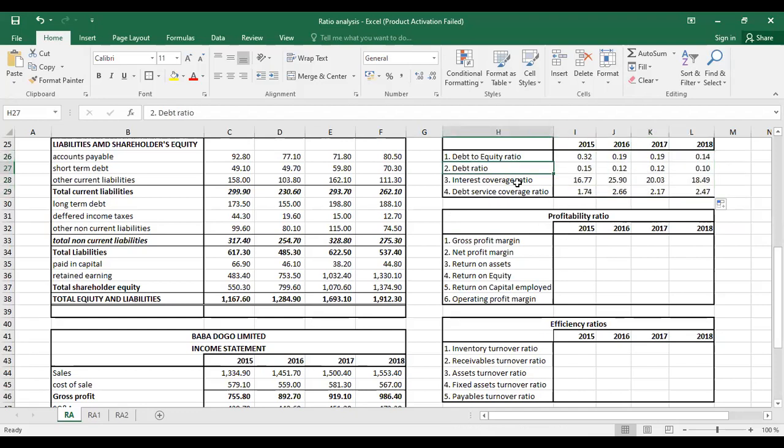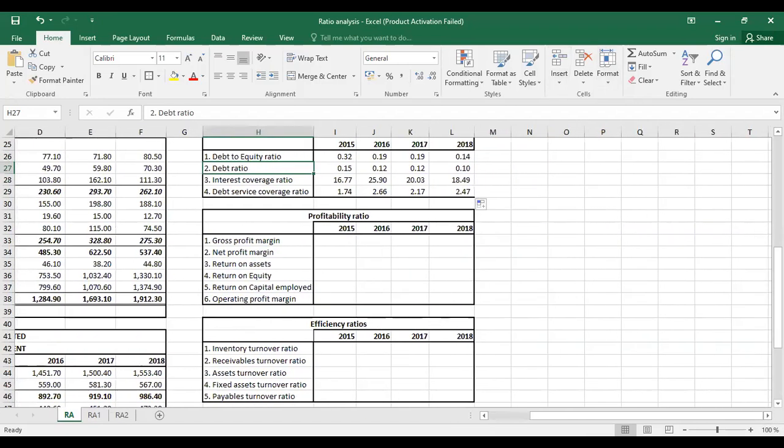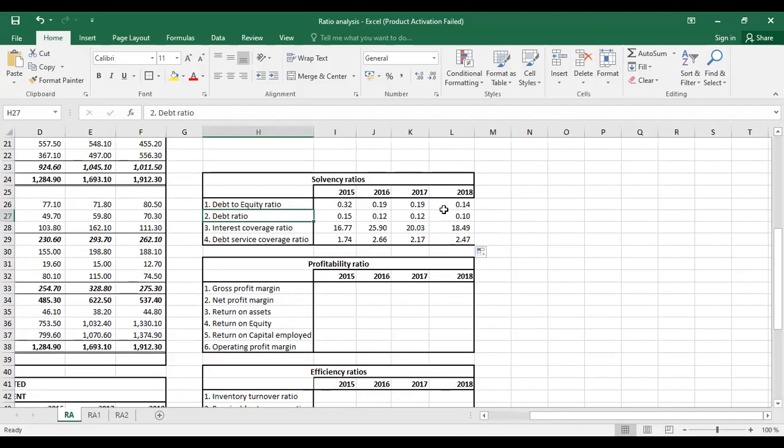Then now you come to the comment. As you can see, our debt to equity ratio is reducing at HBT. It means the company is borrowing more, the company is relying mainly on debt, because it was from 0.32, now it is at 0.14. The same thing will apply to the debt ratio, because the debt ratio is over total assets. Again, you can see that it is reducing.